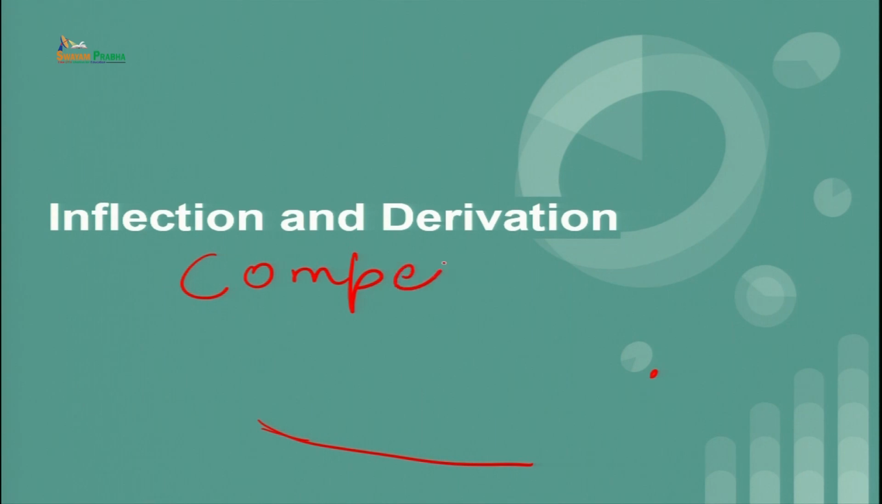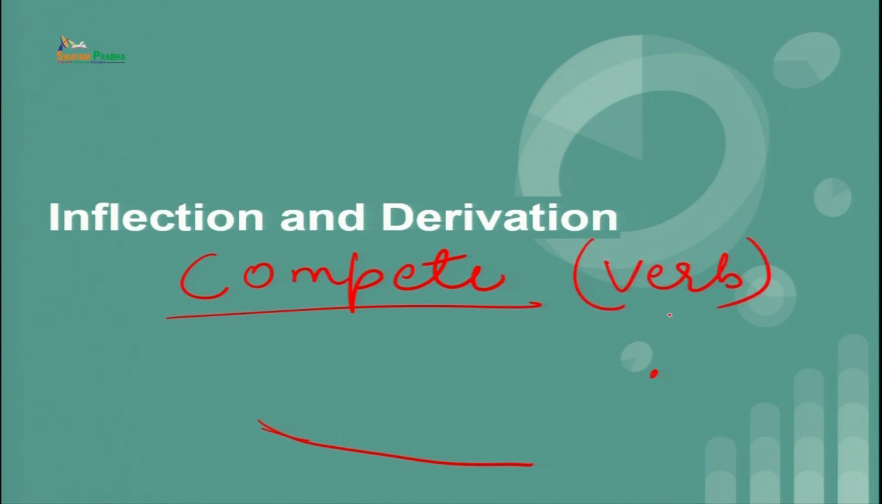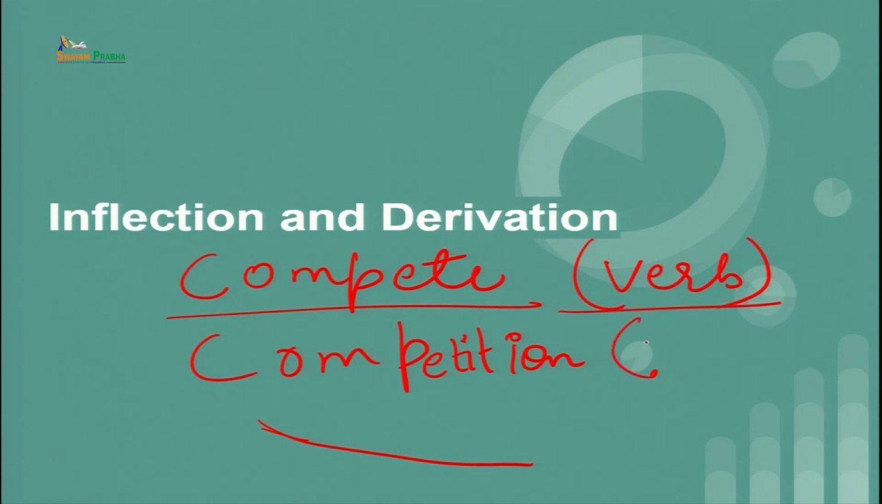compete. Think of this word compete. What is happening over here? Which part of speech do you find over here? Compete is actually a verb here, right? You can change this word by adding ION. When I write compete and add ION, it will become competition. So, it is no more a verb, rather it becomes a noun.